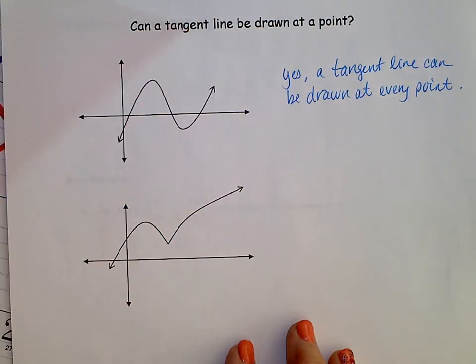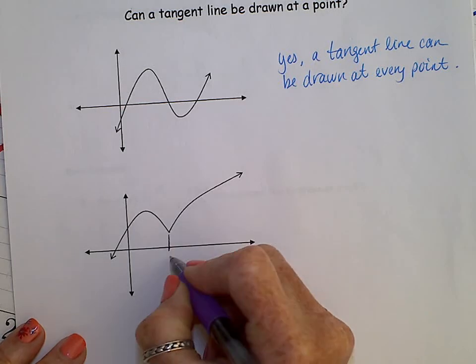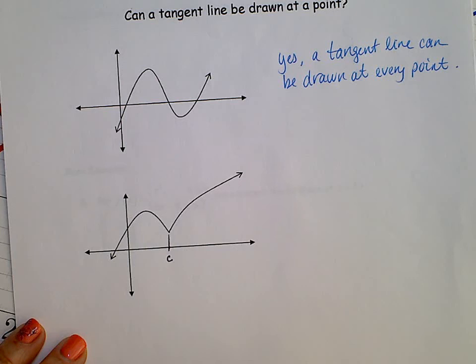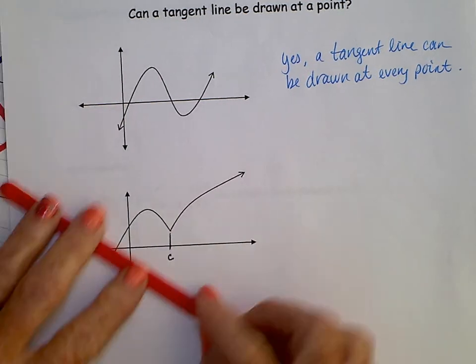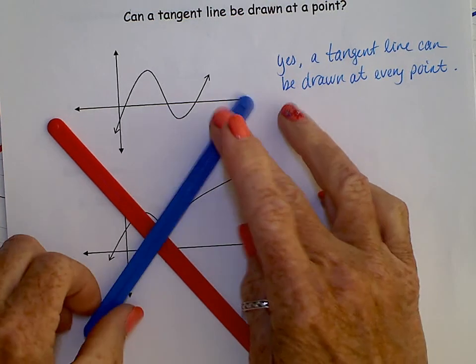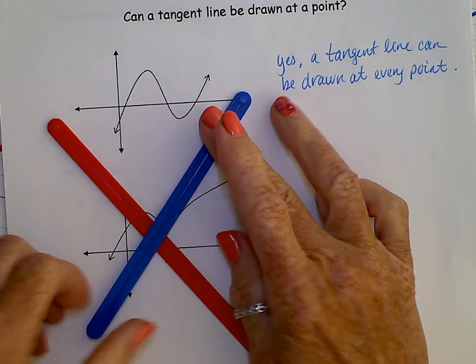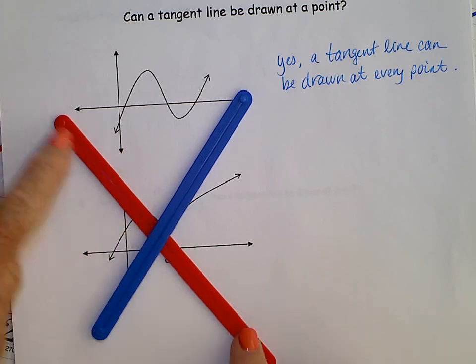We run into trouble on this one right here at this point C, because the slopes of tangent lines from the left side do not equal slopes of tangent lines from the right side. And here would be tangent lines from the right side. So we see that those two slopes are not equal to each other. This one negative slope, this one positive slope.